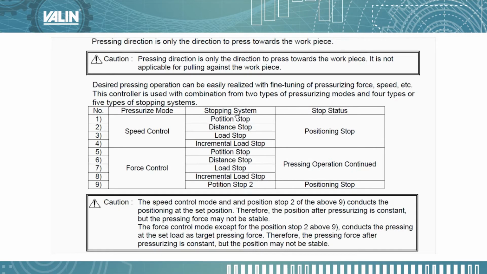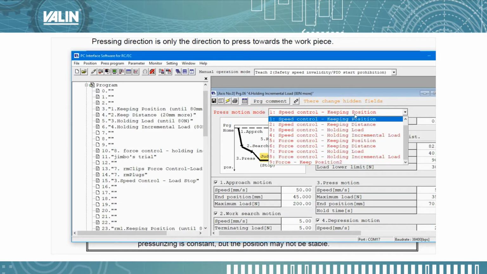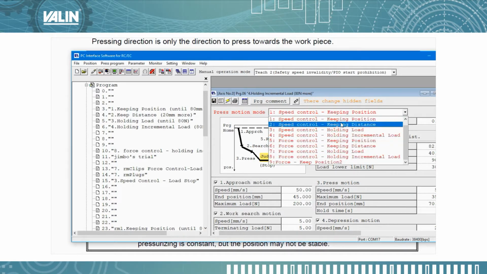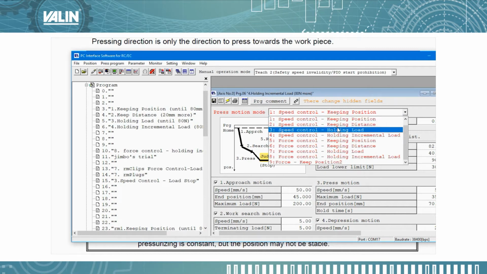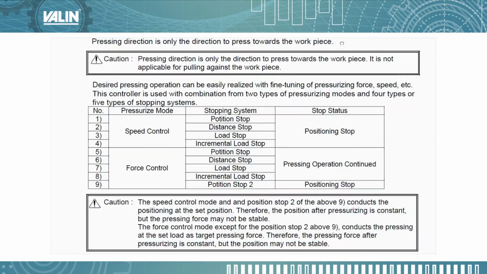It's important to look at this part first because when we go back to the software and we look at these modes, they have a slightly different name. Speed control, keeping position, keeping distance, keeping load, holding incremental load. So basically when you see keeping or holding in the software, that means stopping at, just like it shows in the manual here.